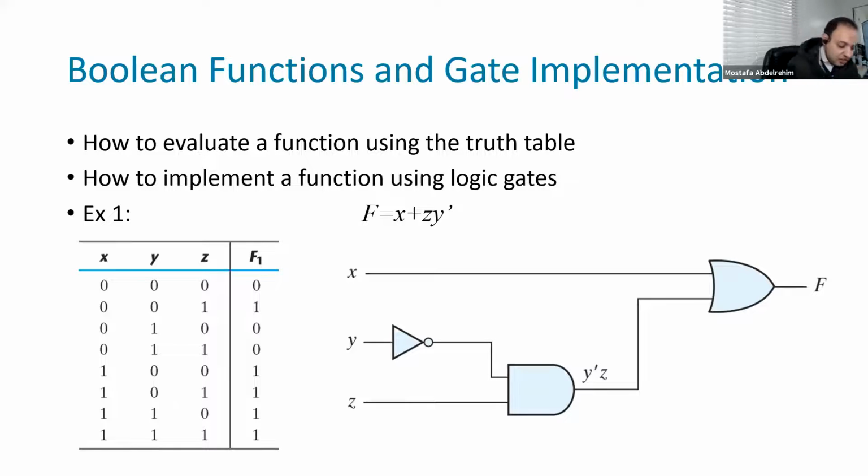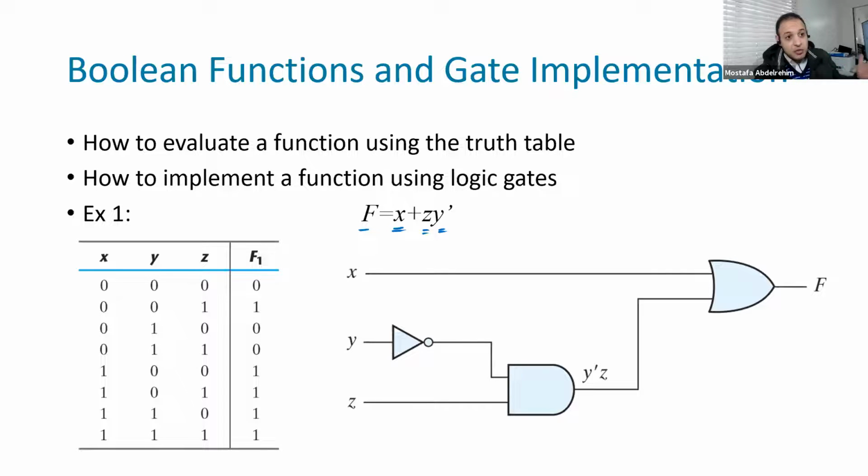Something like this. Here we have f, which is representing a Boolean function of x, y, and z, three Boolean variables. So we have here the evaluation. We should evaluate the function, and to evaluate a function, we derive its truth table.